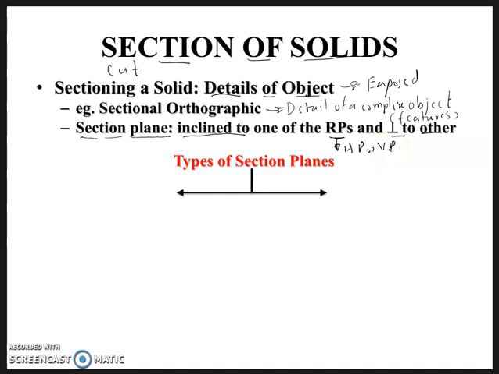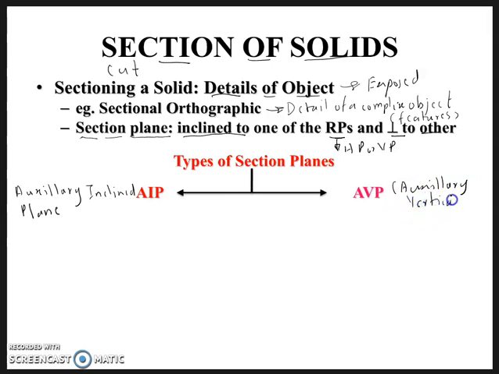Okay. So these two types of section planes are named as auxiliary inclined plane and auxiliary vertical plane, and they are abbreviated as AIP and AVP respectively. So let's try to understand what each of these types is.